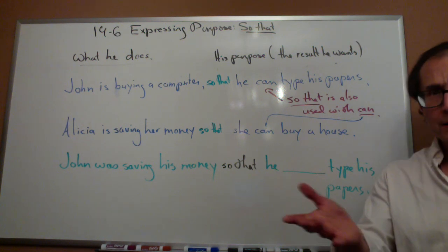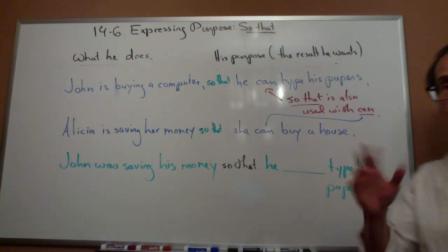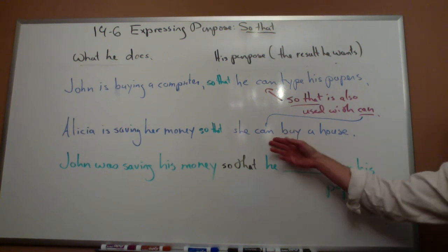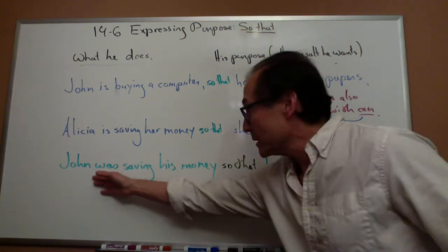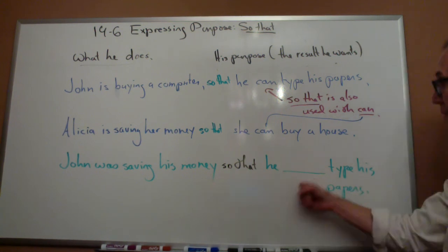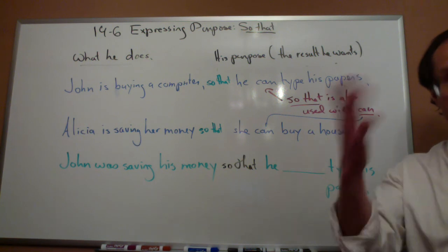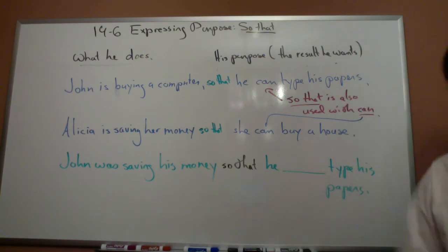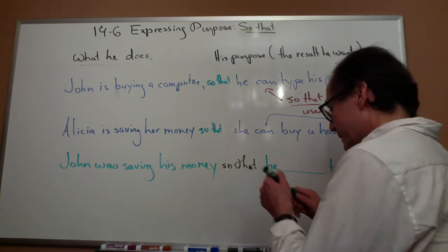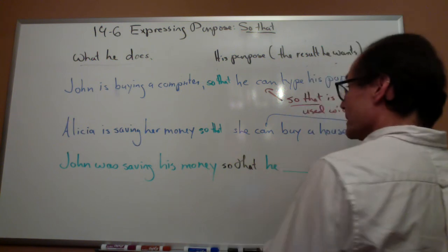Well, you might know already, but if you don't, let me just ask a question. What is the past of can? This is past. John was saving his money. So if I want to make this past too, how do I do it? Yeah, you're right. I use could, which is the past of can. So that I could say, John was saving his money.